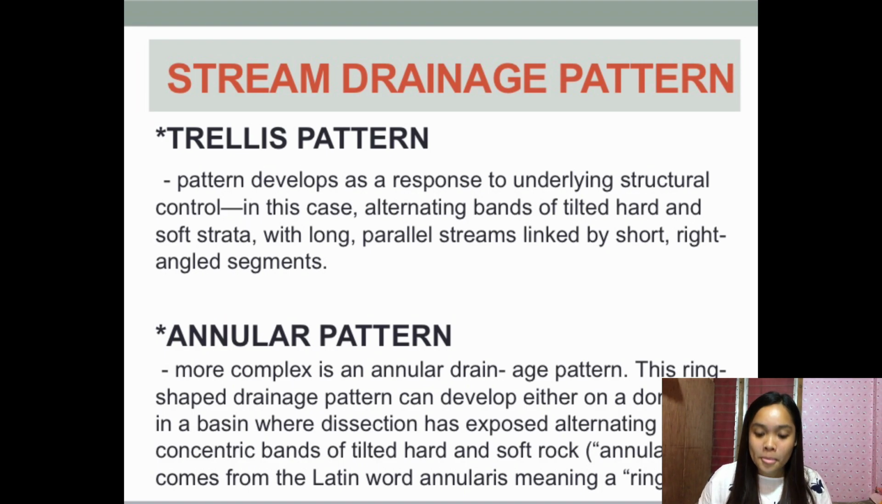Followed by the annular pattern. The annular pattern is more complex. It is a ring-shaped drainage pattern that can develop either on a dome or in a basin where dissection has exposed alternating concentric bands of tilted, hard, and soft rock. Annular comes from the Latin word annularis, meaning a ring. The picture is shown above.